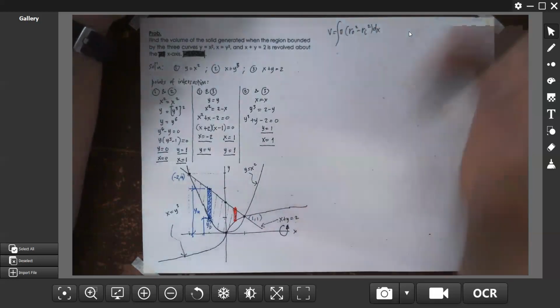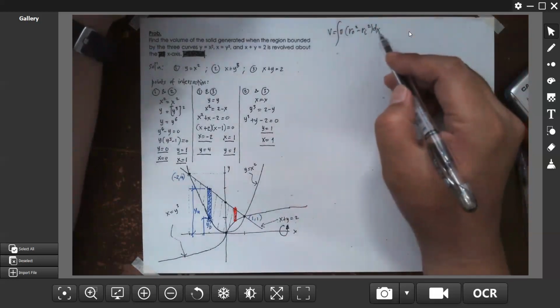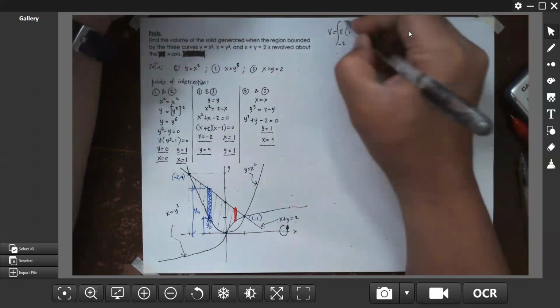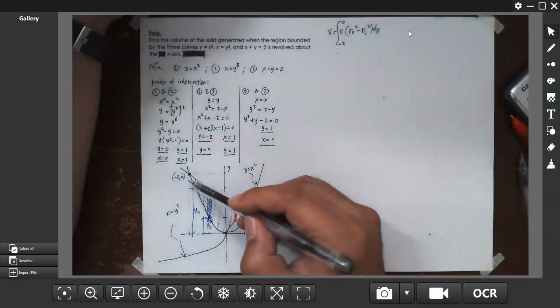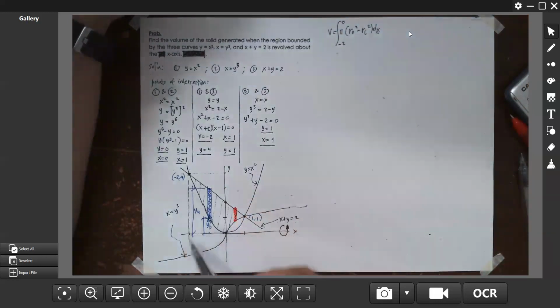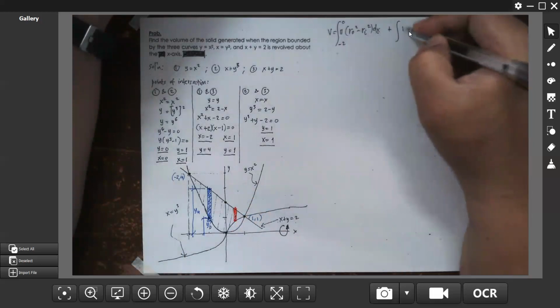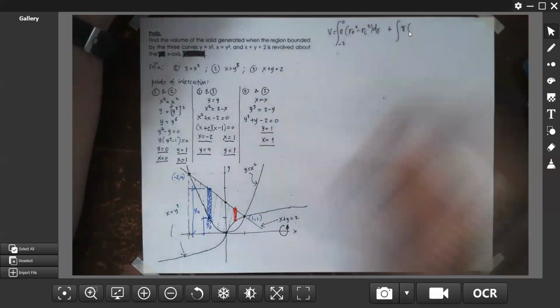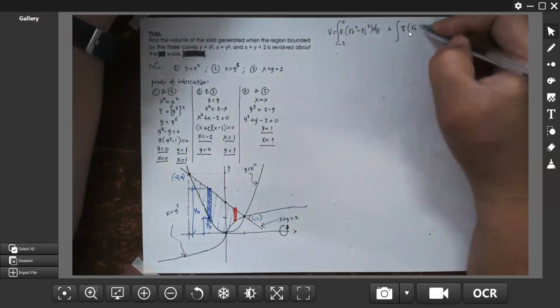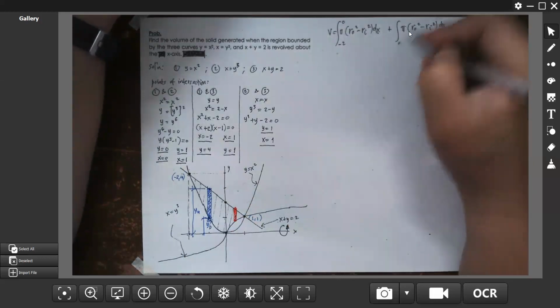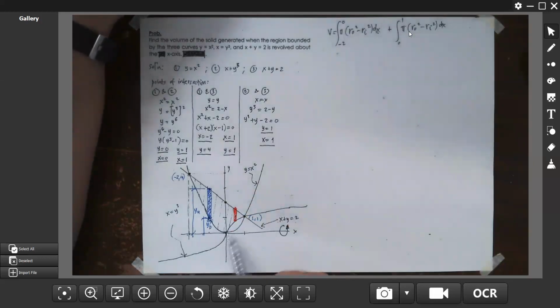It is dx. The limits on x will start from -2 to 0. For this one, -2 up to here, 0. Plus the integral of pi, outer radius in general minus inner radius squared dx from 0 to 1.